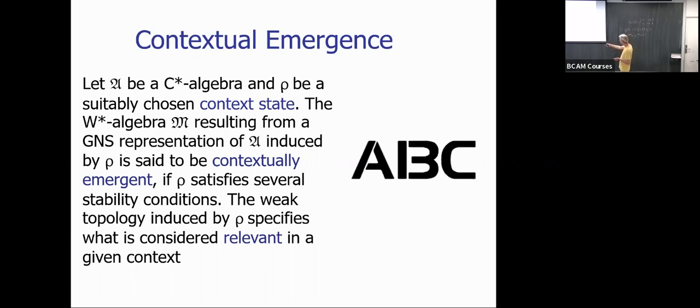And we say that this W-star algebra is contextually emergent if the chosen context state really satisfies several stability conditions. And these stability conditions are always related in one way or another to the KMS conditions we have considered for the emergence of thermal equilibrium. And now the weak topology induced by this particular context state, so to say, specifies what we consider as being relevant for our construction. So in that sense, our values of relevance come into the construction of disjoint representations.